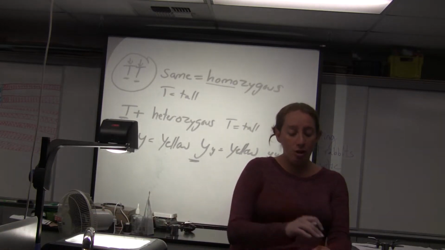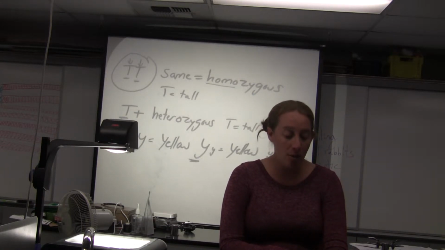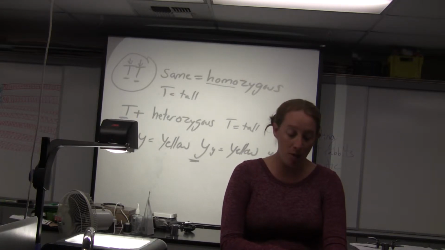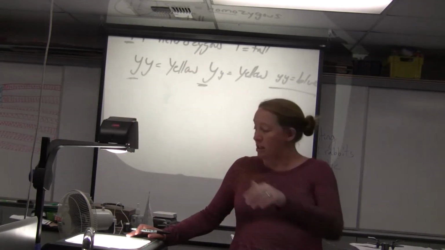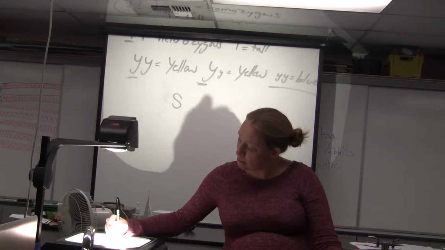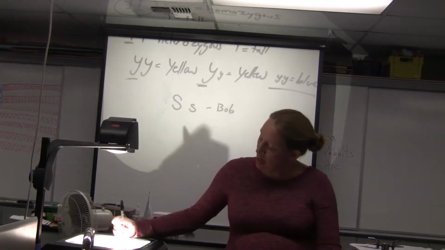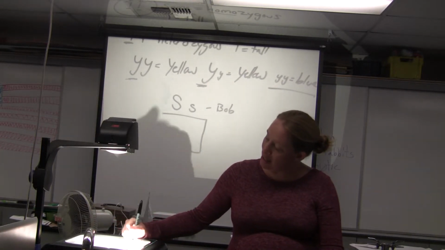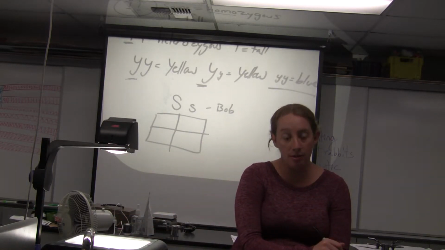Okay, so let's do number 4 together. SpongeBob SquarePants recently met Sponge Susie Roundpants at a dance. SpongeBob is heterozygous for his square shape. Square shape in this case is being represented by a big S and a little s. So Bob has one of each because he is heterozygous, meaning he has 2 different alleles.